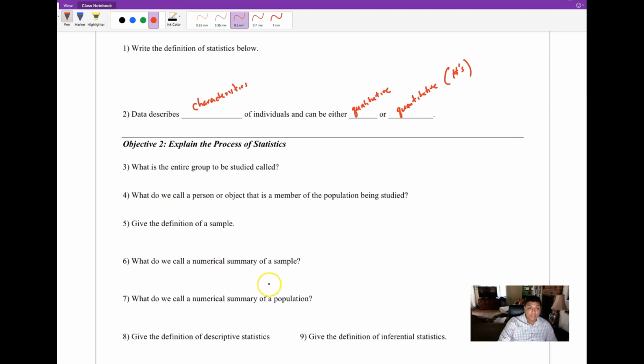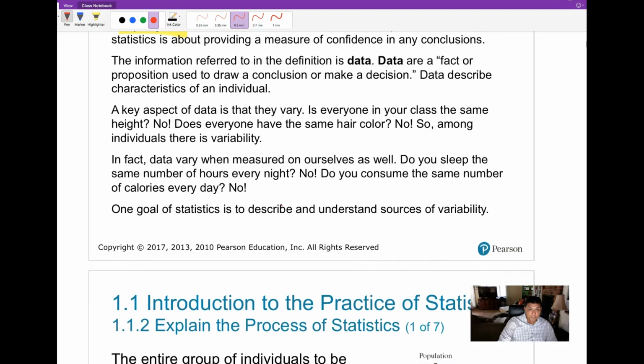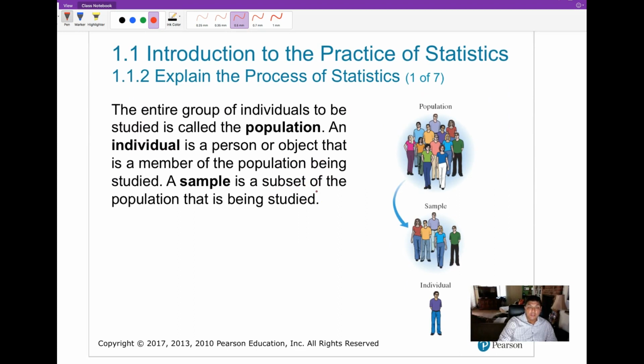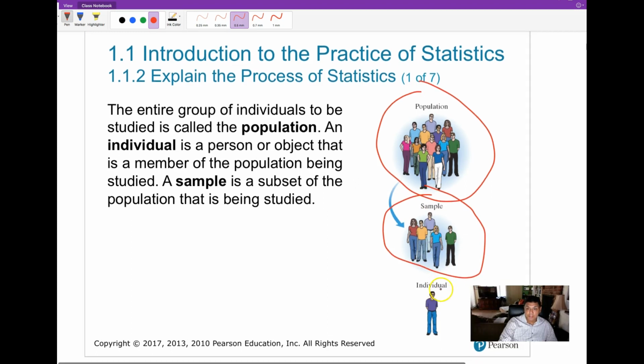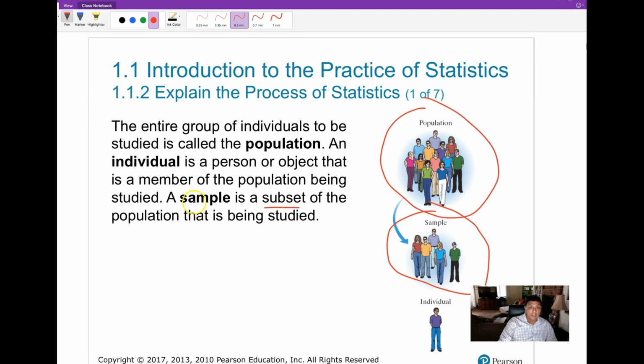And so there's some terms that we need to know. What is the entire group to be studied called? And again, I'm getting this from our notes or from our book or from our PowerPoint here. But when we do statistics, we're interested in learning about a population of people. And what we do usually is conduct samples, and within those samples and populations, we have these individuals. So the entire group of individuals is called the population, and then a sample is a subset. An important word there. It's a subset of the population.